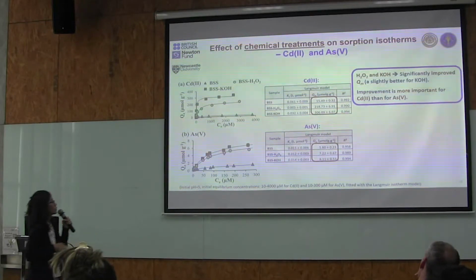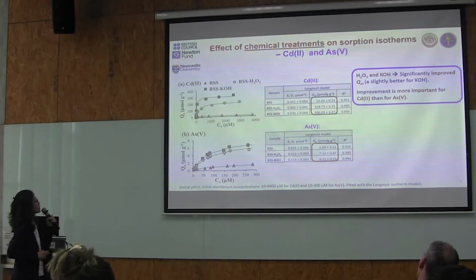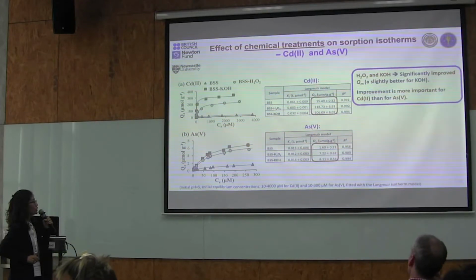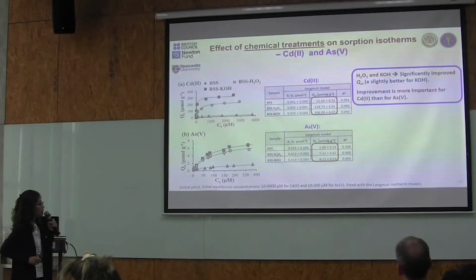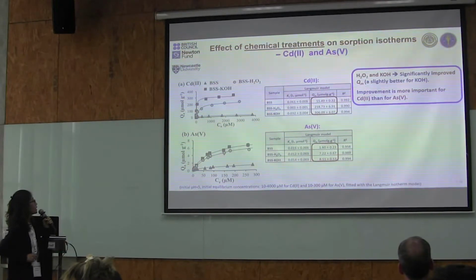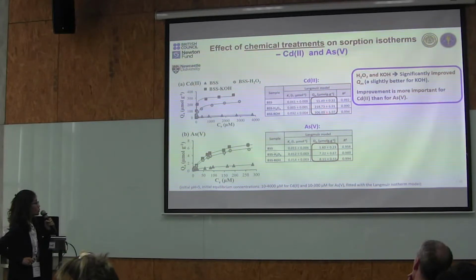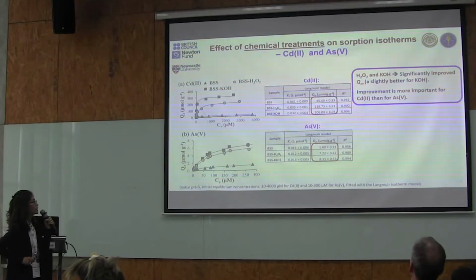And now going to the absorption isotherm on the aspect of chemicals. We found that when we modify with both hydrogen peroxide and potassium hydroxide, it significantly improved the maximum absorption capacity. As you can see from the curve, this is the raw biochar, and this is with the chemical. And the improvement is more important for the case of cadmium than the arsenate. As you can see, it is really improved compared to this one.